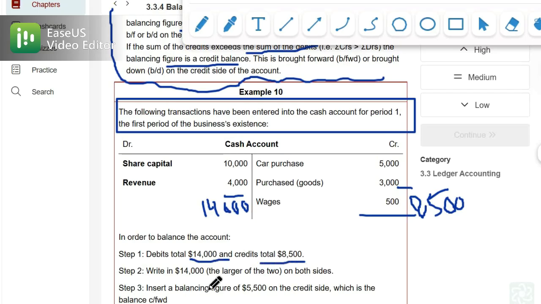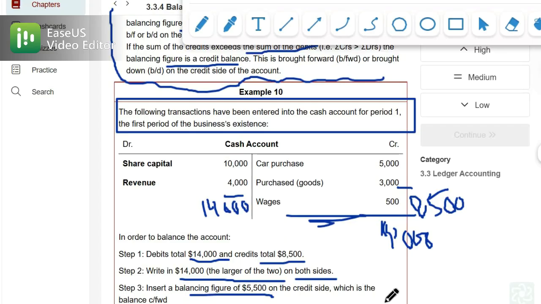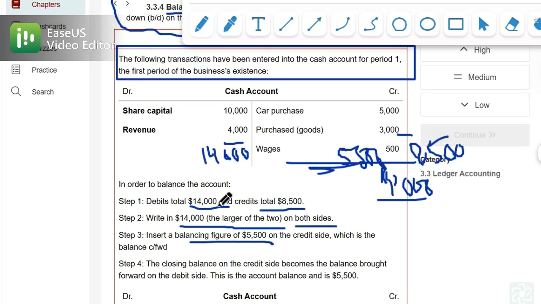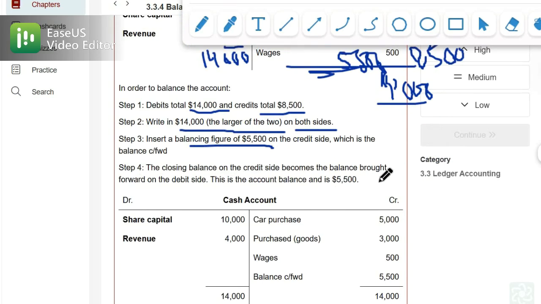Now, 14,000 is the larger of the two, so this means you have to write 14,000 on both sides. Fine. So here you will write it, and on this side you will write the balancing amount, the balancing figure of 5,500 on the credit side, which is the balance brought down. If you write this 5,500 here, then this will also be 14,000. Fine. Now the closing balance on the credit side becomes the balance brought forward on the debit side, and in this account, the balance is this one.